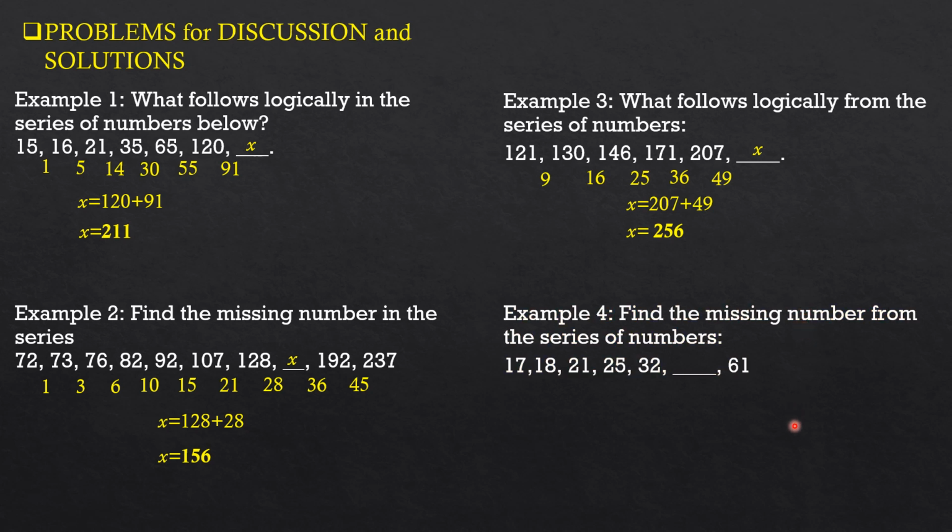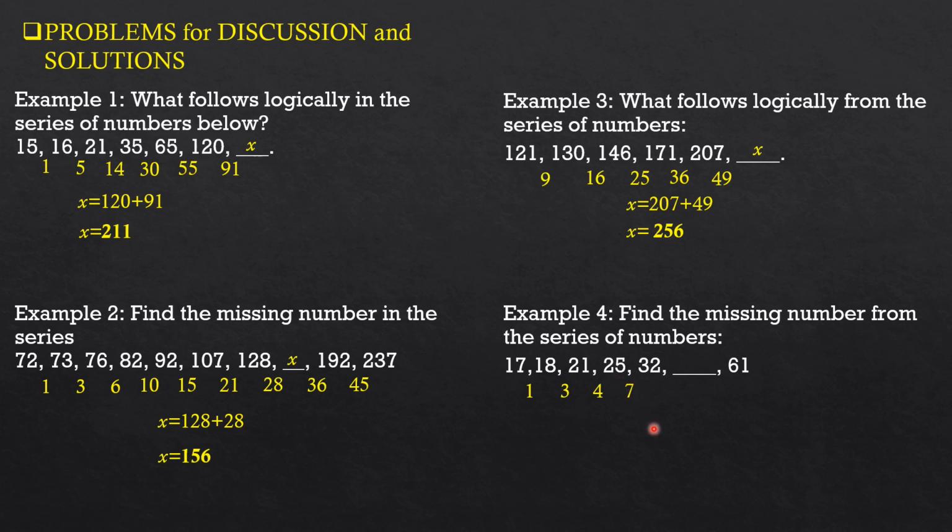Example 4, find the missing number from the series of numbers. So, the difference between 17 and 18 is 1. Next is 3. Next is 4. So 1, 3, 4. You're familiar with that. That's a logical sequence. So next should be 7.